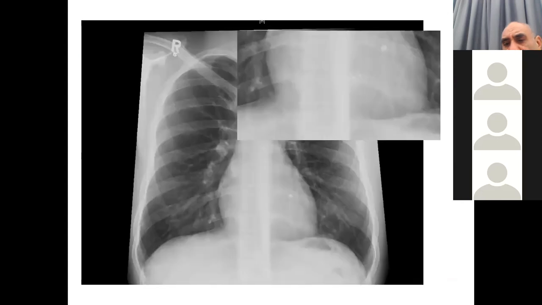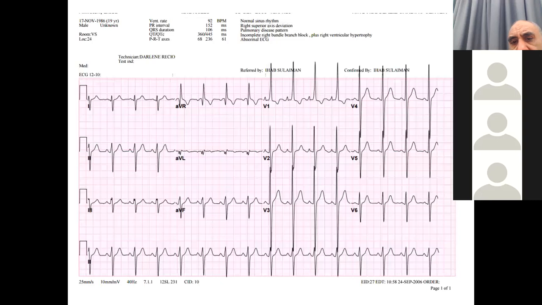So this is a device closure for a patent ASD. We put this device to close the patent ASD. And sometimes there is association of right bundle branch block, and you can see that there is also left axis deviation.